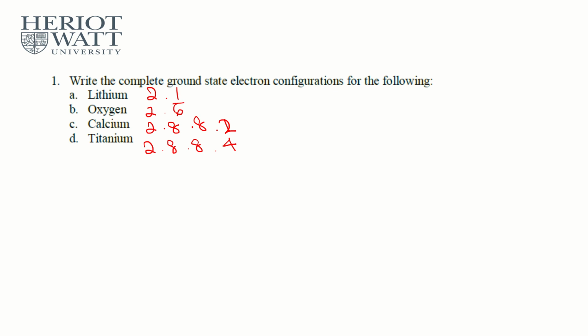Now, the last number indicates the valence electrons, and the numbers here indicate the electron shells. For example, lithium, I have 2 shells. Oxygen, 2 shells. Calcium, I have 4 shells. Titanium, 4 shells. And the number of shells also indicates the period number. Lithium, oxygen, both from period 2. Calcium, titanium, both from period 4. All right, so that's it for question 1.